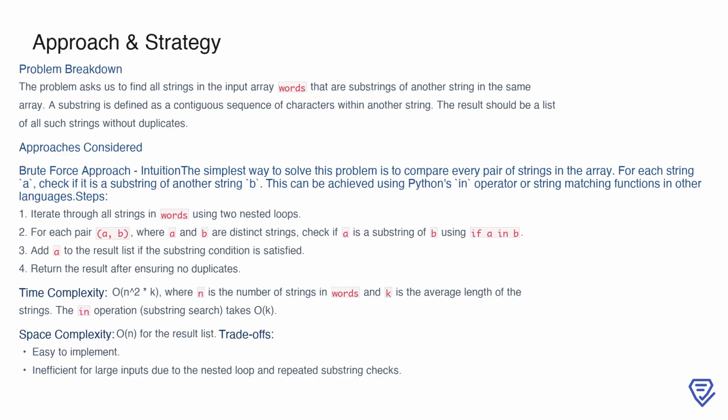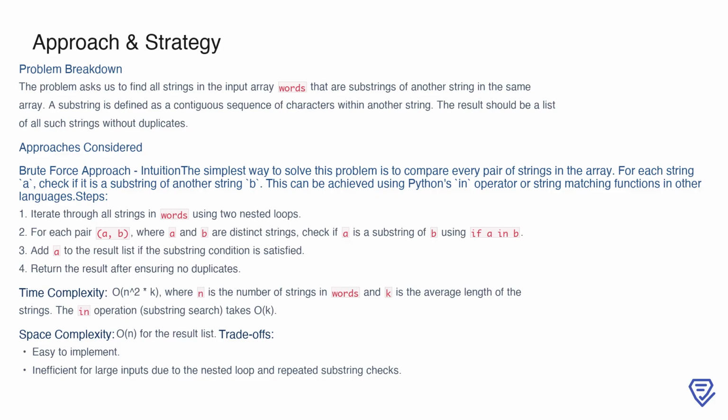One intuitive way to approach this is through a brute force method. Here, we compare each string with every other string in the array. For each pair of strings, we check if one string is a substring of the other using the in operator in Python or equivalent functionality in other languages. The steps are straightforward. We loop through all strings using two nested loops, perform the substring check, and add matching strings to the result list.